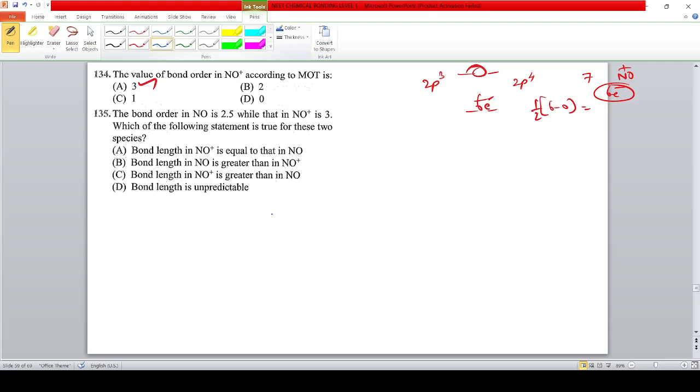Next, 135. The bond order of NO is 2.5, while that of NO plus is 3. Which is true? So bond order is high, bond length is low. For NO plus, bond length is low. So which of the following statements is true? NO plus it is low means NO is greater. So the answer is option B.